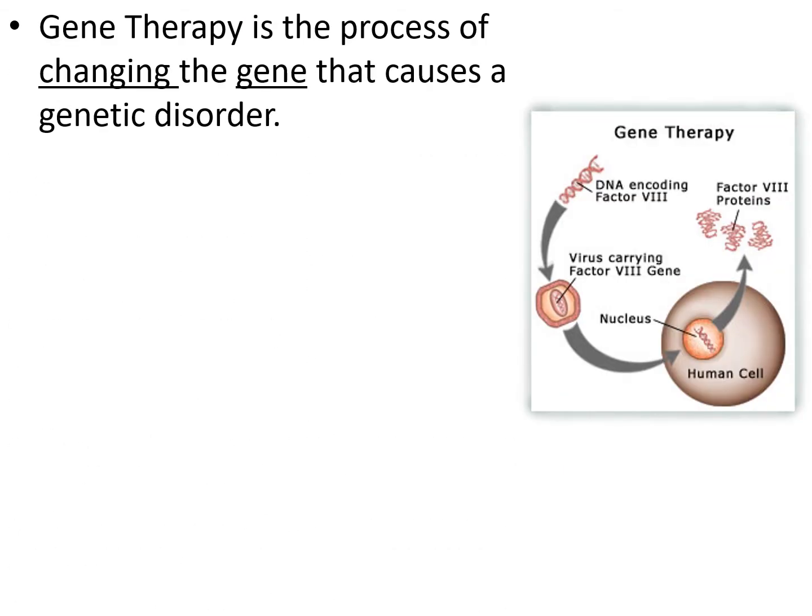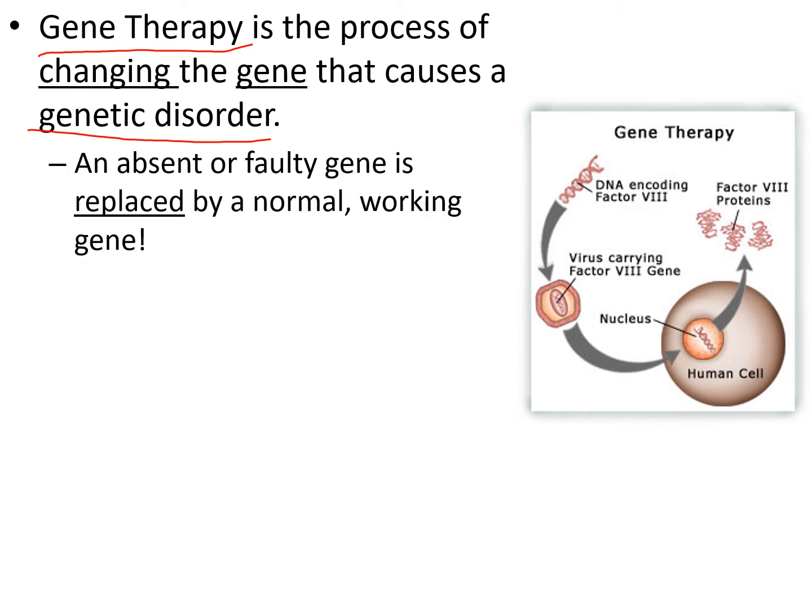All right, so gene therapy. You know how we have physical therapy, we have a lot of different therapies, mental therapy. Gene therapy is just for genes, but this is the process of changing the gene that causes a genetic disorder. So with gene therapy, we want to fix a missing gene. An absent or faulty gene is replaced by a normal or working gene. So that's one way we can do it.